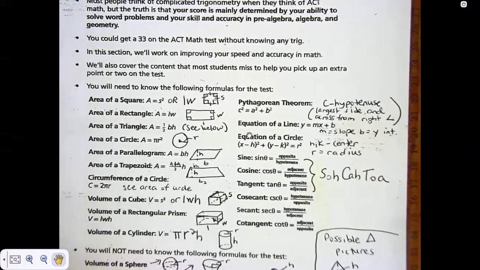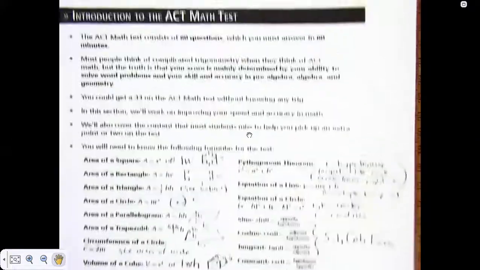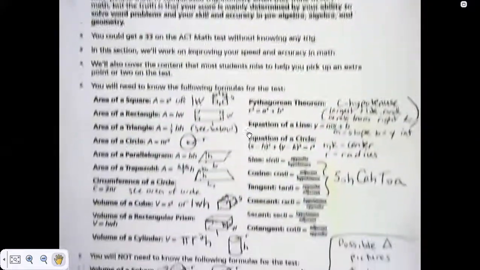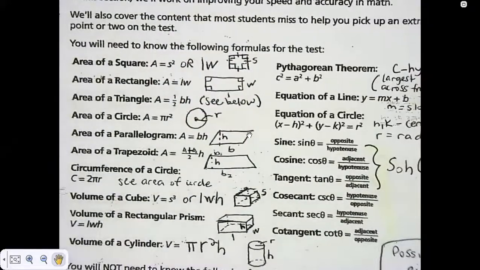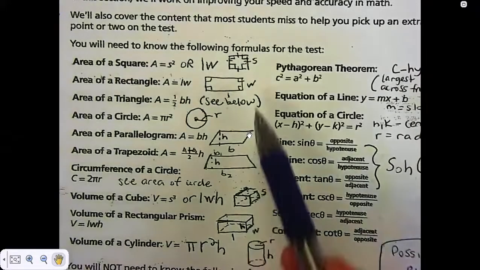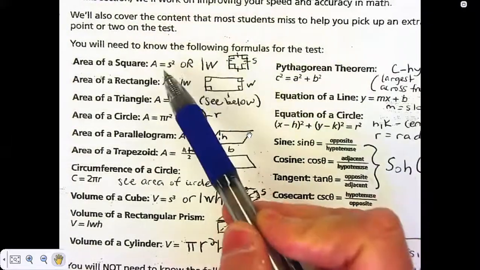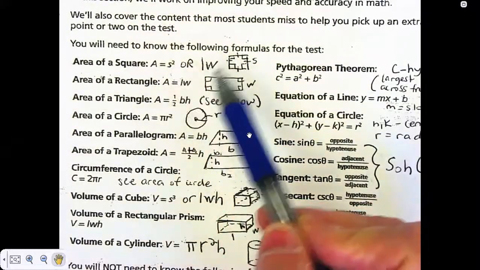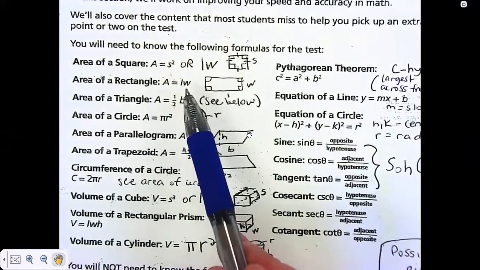So today we're going to work some area problems. I wanted to first look at this sheet. This came from a boot camp ACT book, and it talks about some of the formulas you need for the test. I added the pictures so you could see what some of them would look like, and put some alternate formulas, like instead of S squared, sometimes we think about a square as length times width. Area of a rectangle, of course, you probably already know, length times width.